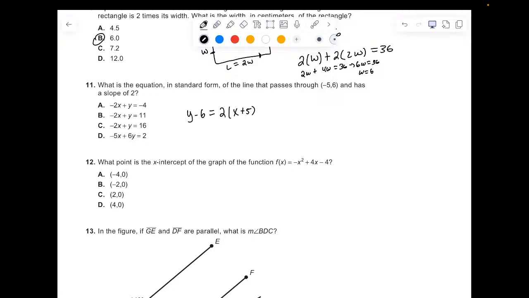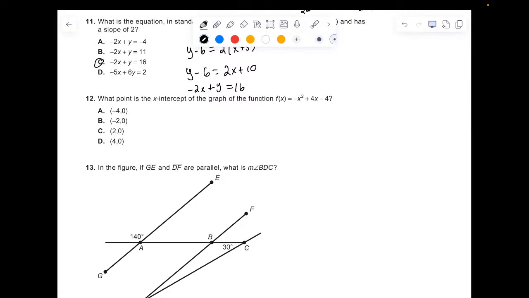It looks like the answer has it expanded. So we have y minus 6 is equal to 2x plus 10. So negative 2x plus y is equal to 16. And that is an answer.